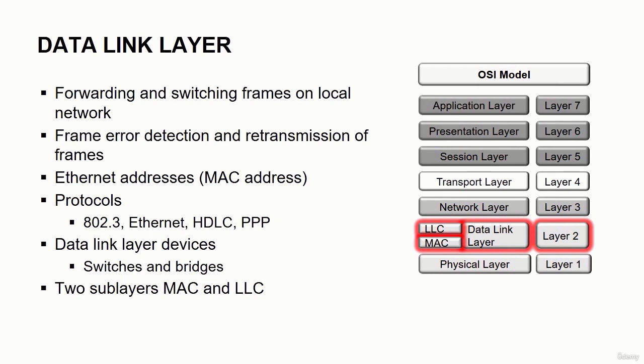The devices we associate with the data link layer include switches and bridges, which forward Ethernet frames based on the destination MAC address. The data link layer is the only OSI layer that itself has 2 sublayers, the Logical Link Control sublayer, or LLC, and the Media Access Control sublayer, or MAC. The LLC sublayer is responsible for interfacing and negotiating parameters with layer 3, the network layer, and the MAC sublayer is responsible for interfacing with layer 1, the physical layer.